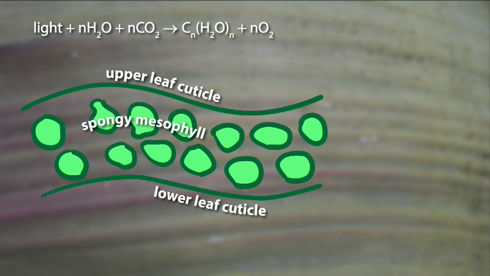Plants get their water from the roots, drawing it up from soil water. Some plants can absorb water directly through the leaves, but this is generally a minor source compared to soil water.